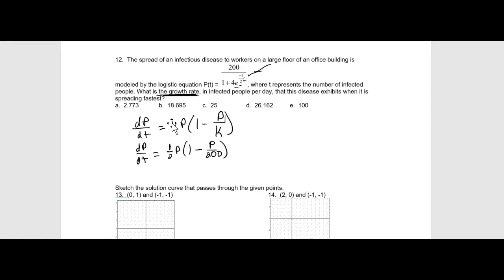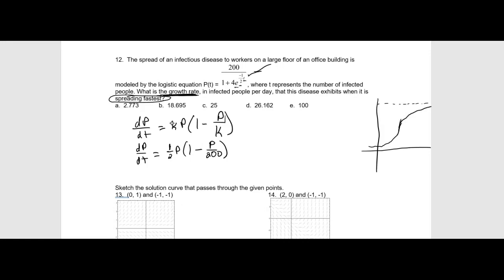Sometimes I talk about it with some classes, sometimes I forget in another. When it asks you this question, what is the growth rate of infected people today that this disease exhibits when it is spreading the fastest? So think about the logistic differential equation, the model. It starts out growing exponentially, which means it starts growing slowly, but then eventually exponential graphs grow very, very quickly. But eventually we talked about how we can't continue to grow exponentially forever. Eventually we're going to start to approach our carrying capacity. That's what the logistic model looks like.